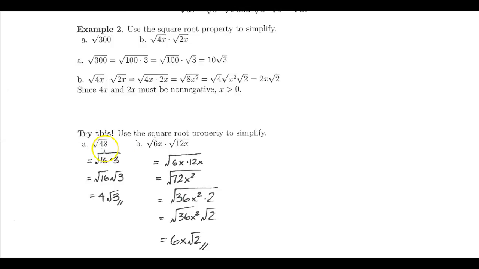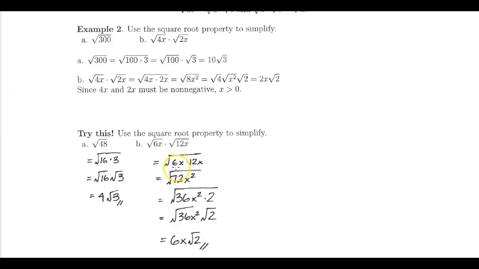So the square root of 48, the largest perfect square factor in 48 is 16. So I wrote 48 is 16 times 3. By the product rule, I can write that as square root of 16 times square root of 3. And the square root of 16 is 4. So this simplifies to 4 root 3.